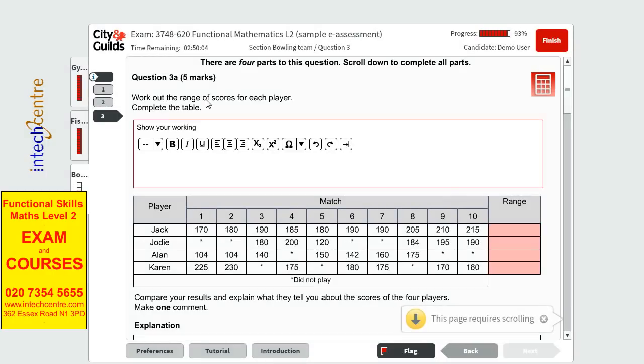We have to work out the range of scores for each player. We have to complete the table. Now the range is quite easy in my opinion. So we have for the first one 215 minus the 170.